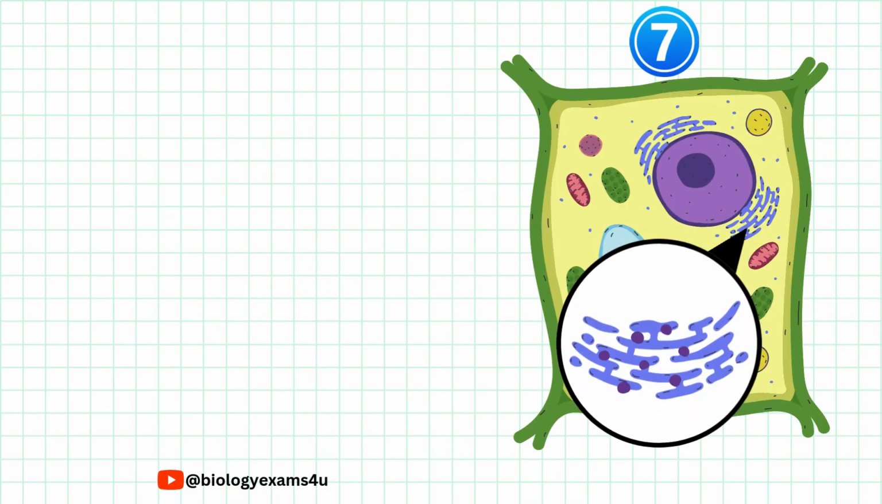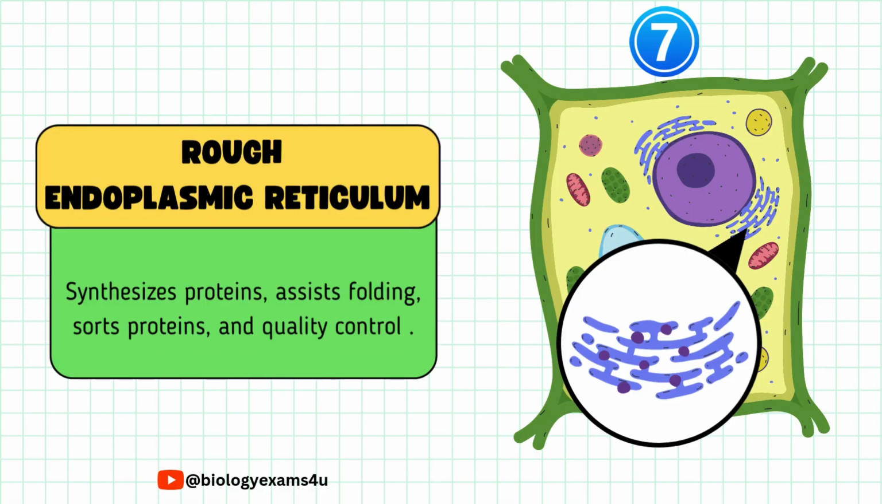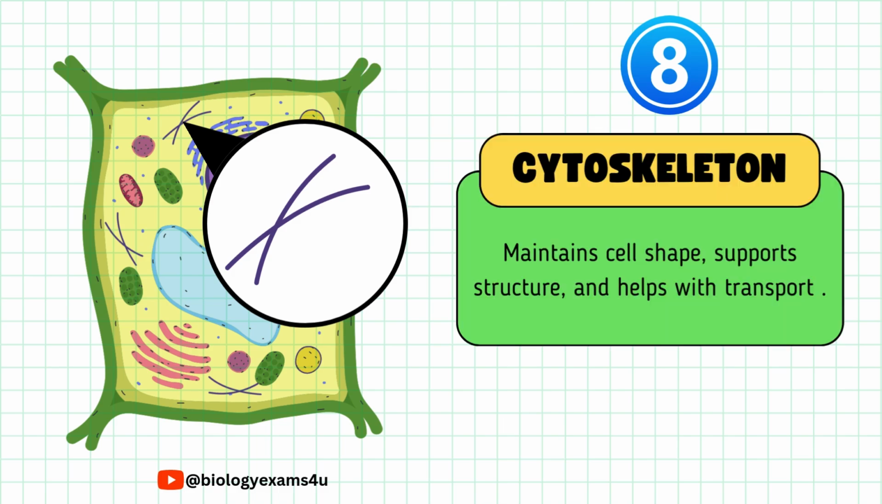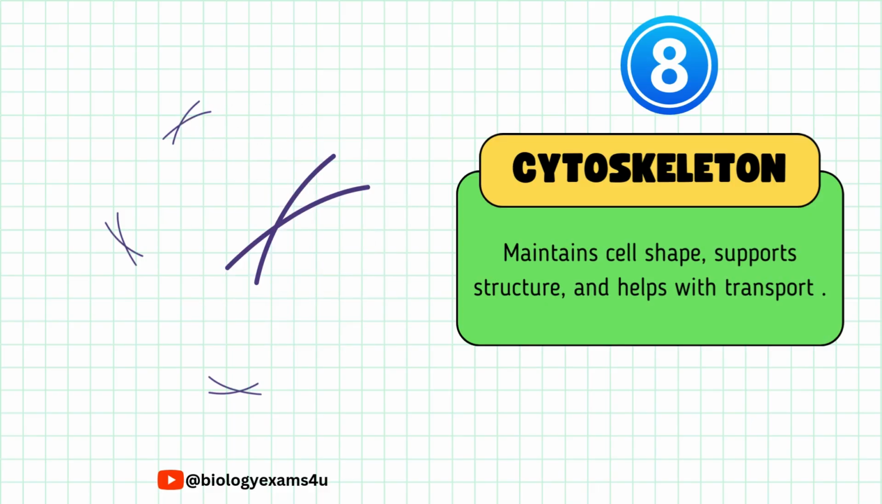The 7th one. Yes, it is a rough endoplasmic reticulum that synthesizes proteins, assists folding, sorts proteins, and also checks the quality control. It is a cytoskeleton that maintains the cell's shape, supports structure, and helps with transport.